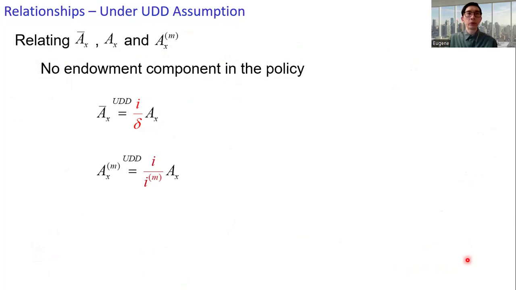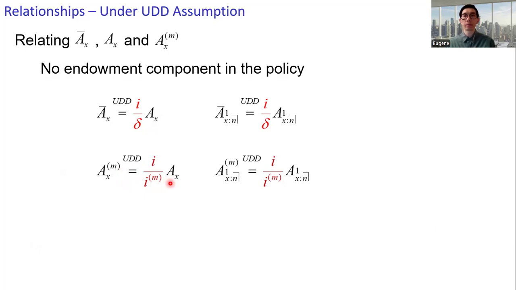All right, so if we do not consider endowment insurance, that is, no endowment component in the policy, under UDD, A bar x equals i over delta times A_x. And then for the m-thly insurance, this equals i over i^(m) times A_x. The relationship applies to the n-year term insurance. This also applies to the deferred insurance as well.